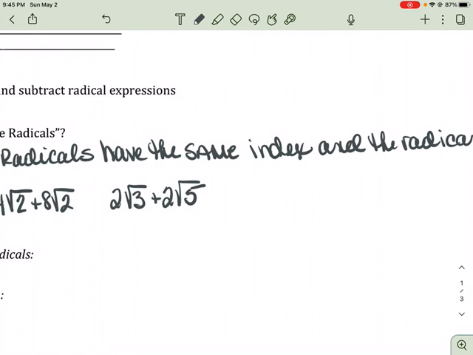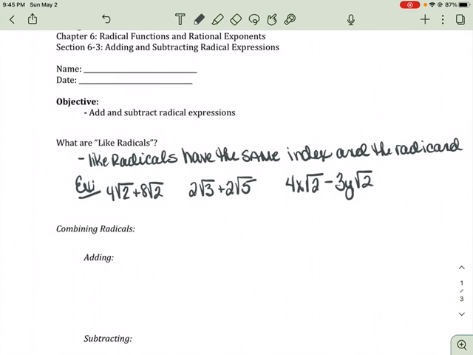Another example might be 4x square root of 2 minus 3y square roots of 2. Even though the radicand and the indexes are exactly the same, remember it's like terms with variables. They're not, so we can't add those. So we have both the radical rules and variable rules coming into play here, so we're going to have to be really conscientious of what we're trying to add.